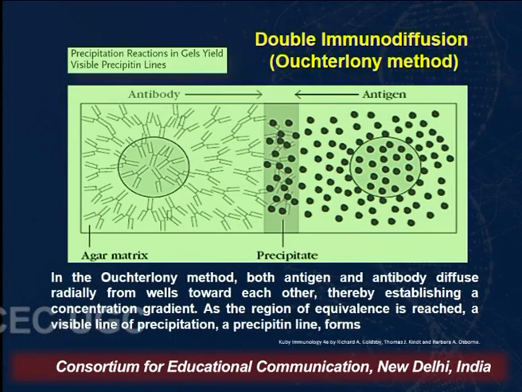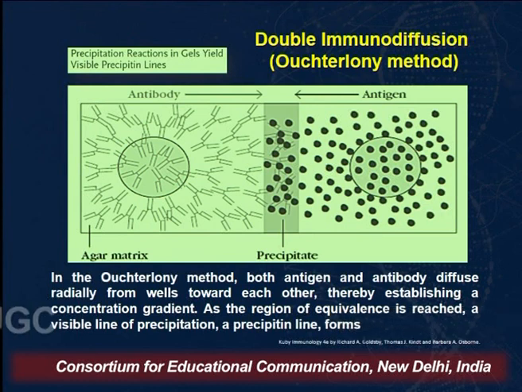Now the second important method which used this antigen-antibody interaction is called the double immunodiffusion method, or the Ochterlony method. In the Ochterlony method, instead of putting the antibody in the agar plate, both the antigen and antibody are loaded onto two different wells. In the image, the antibody was loaded in the left-hand well, and the antigen was loaded in the right-side well.